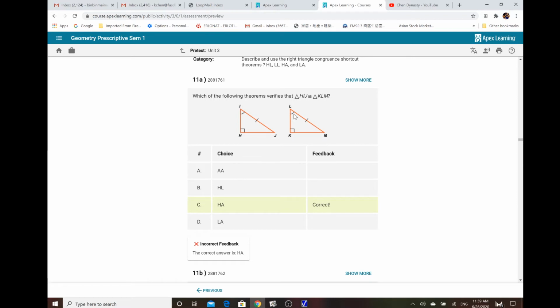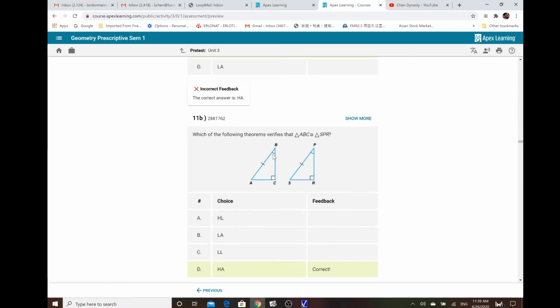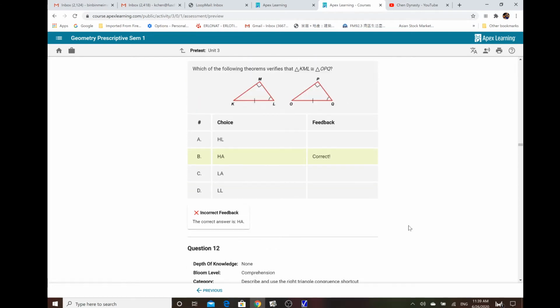Hypotenuse and angle. Okay? So here's another example for the hypotenuse and angle. Make sure that the hypotenuse and the angle are right next to each other. So hypotenuse and angle. So what about an example like this? Hypotenuse and angle, once again.